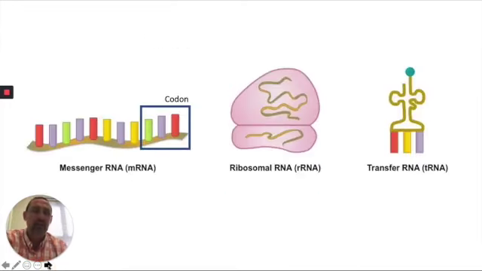First, here are the three different types of RNA. You'll notice that messenger RNA is a long strand, ribosomal RNA is in the shape of a ribosome, and transfer RNA kind of has this odd looking T shape to it.